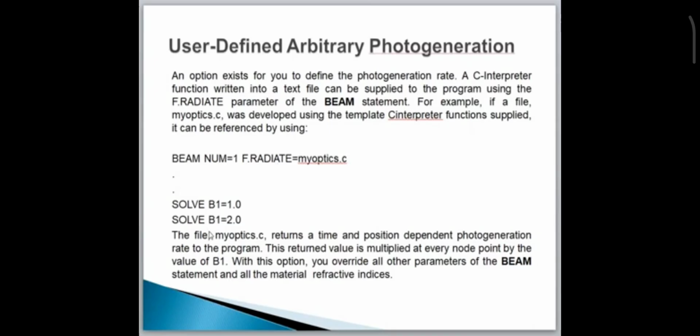Next we have to define the solve function for the beam 1 and the beam 2. The file myoptic.c returns a time and position dependent photo generation rate of the program. This returned value is multiplied at every node point by the value of beam 1. With the option, you override all the other parameters of the beam statement and the material refractive index.